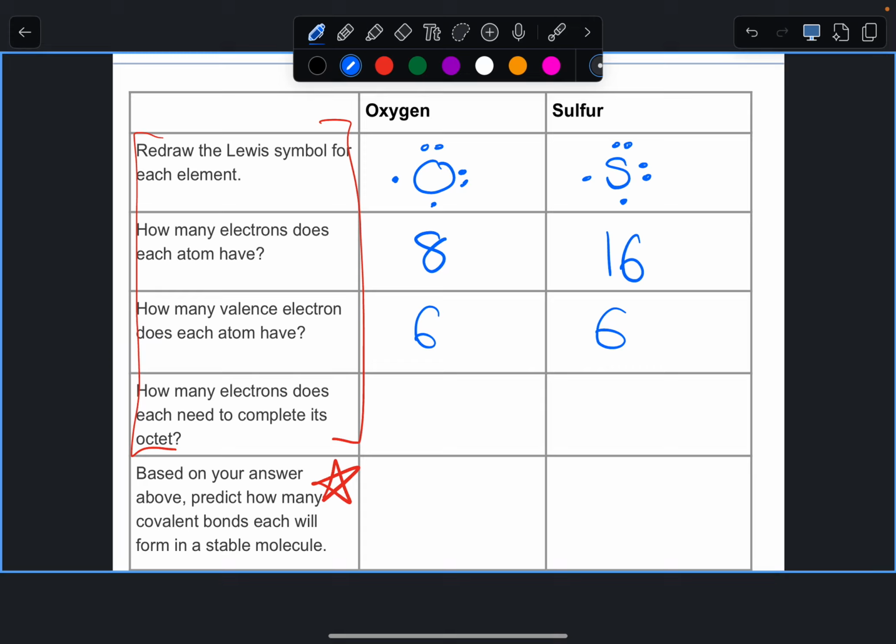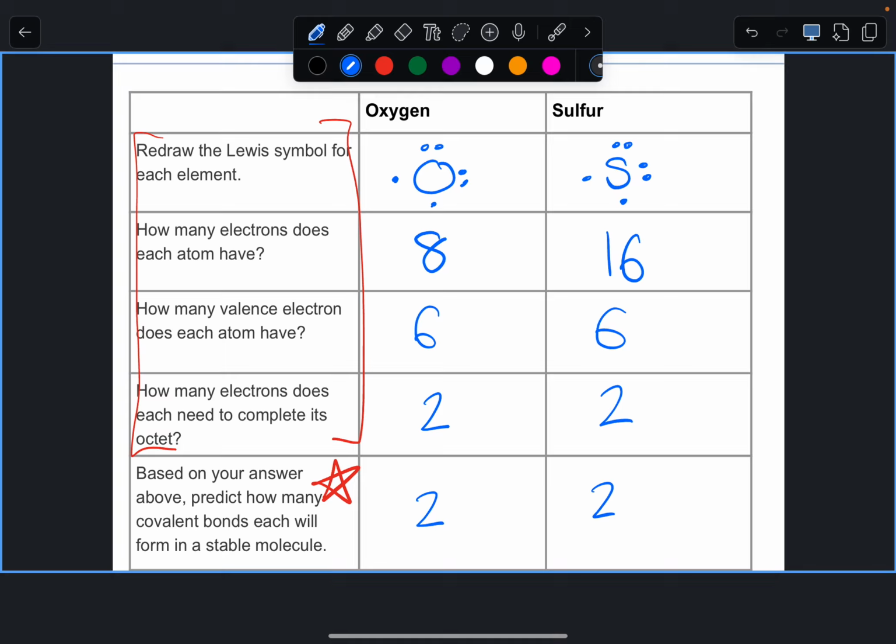Okay? How many does it need to complete its octet? 2. Now, when we talked about ionic bonding, we said that means it needs to gain 2 from some metal. But the question on the bottom is talking about covalent bonds. Based on your answer above, predict how many covalent bonds it will need to form. Guess what? It's the same thing. So in the ionic, it had to gain 2 electrons. In covalent, it's going to need to form 2 bonds.